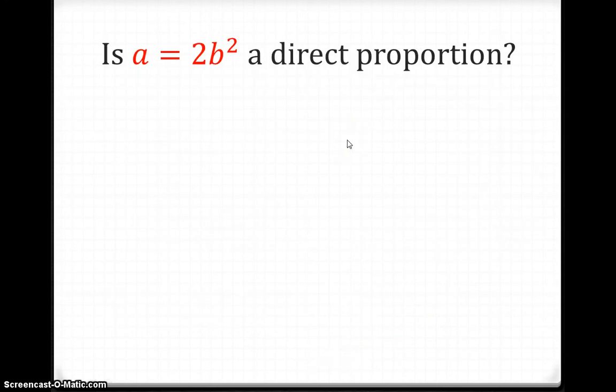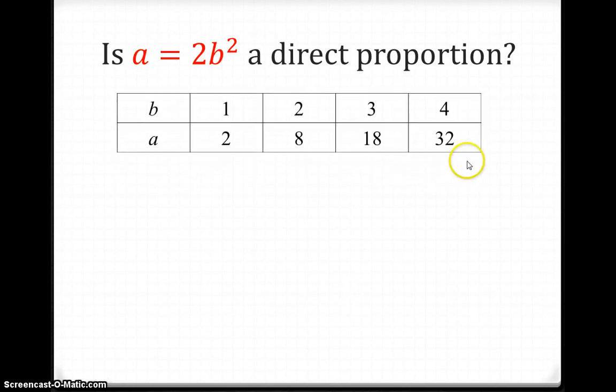Okay, let's check this. Is a equal to 2b squared a direct proportion? For last lesson, we did not go up to square or cube. Everything was linear. Let's say a equal to 2b is a direct proportion. So we need to determine, is this equation a direct proportion? Let's say we have a table with the values of a and b.